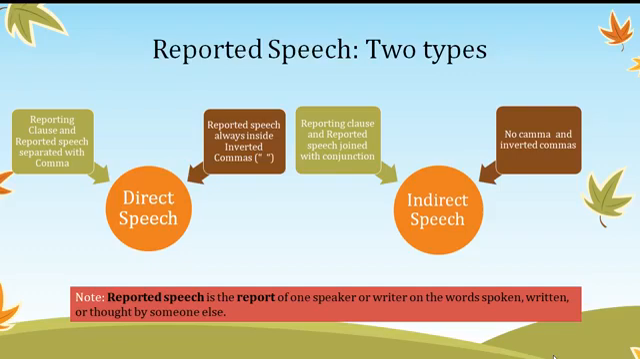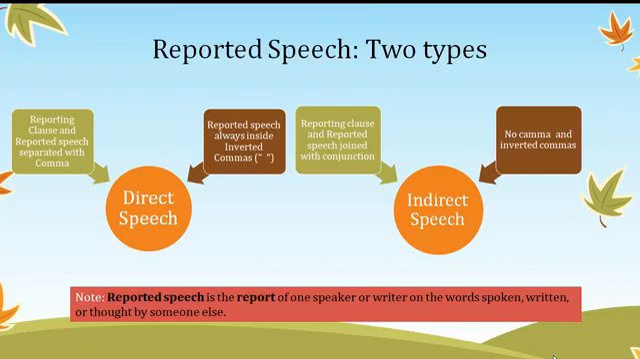Simply, I would like to explain it this way. There is a person A. A sees an incident, an accident happening on the road. A comes to B and tells B exactly what happened on the road in the accident. That is called reported speech: what A has said to B about the accident that happened on the road.